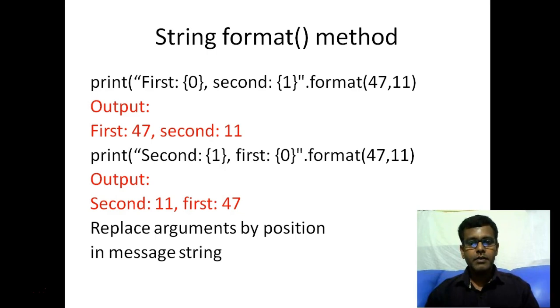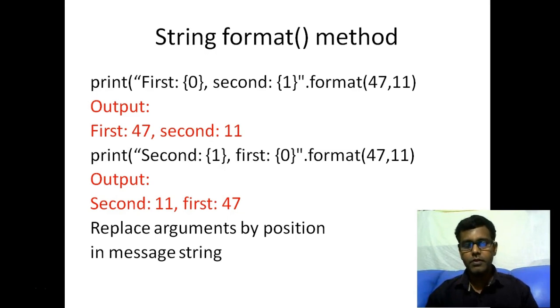How do you print the strings? That is, how do you supply the values to the print arguments? So in the first print statement given here, first colon, I have an argument called 0, comma, second colon, I have an argument called 1.